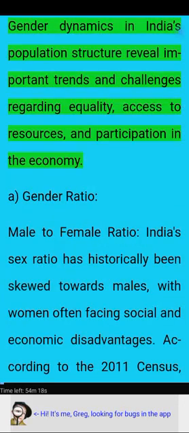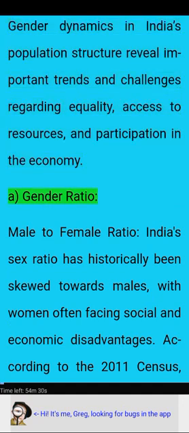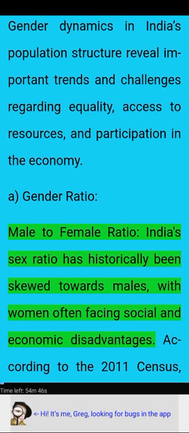2. Gender and population structure. Gender dynamics in India's population structure reveal important trends and challenges regarding equality, access to resources, and participation in the economy. A. Gender ratio, male to female ratio. India's sex ratio has historically been skewed towards males, with women often facing social and economic disadvantages.